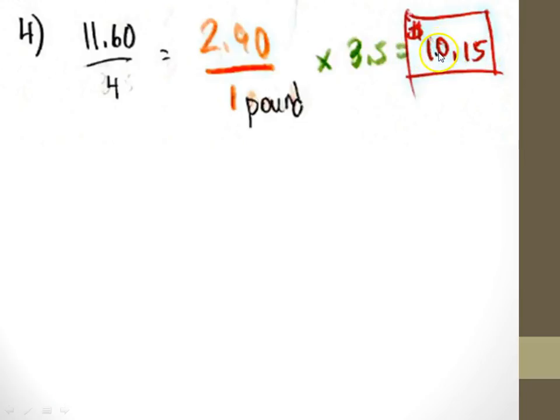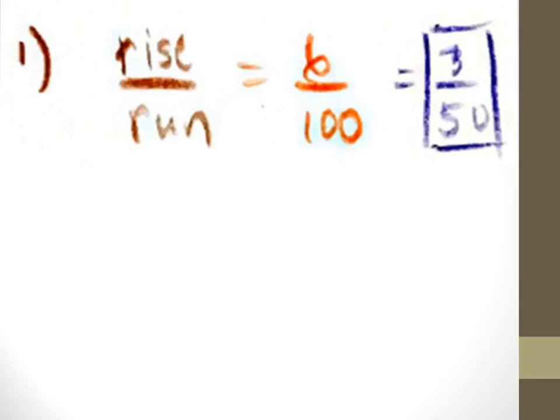$10.15. This black dot is just on the paper. Ignore it, people. $2.90 times 3.5, $10.15. And the final question. I'm going to be honest with you people, I don't know why you got this wrong. Slope is rise over run. I should be yelling at you, but I won't. I just know that the vertical change is the rise and the horizontal change is the run. Simplify the fraction. 3 over 50.